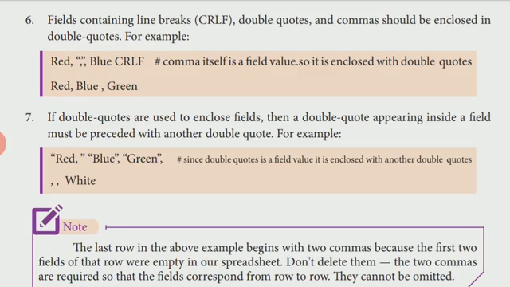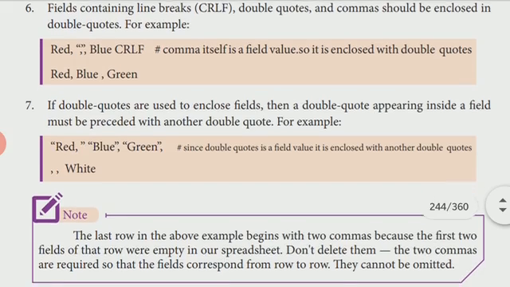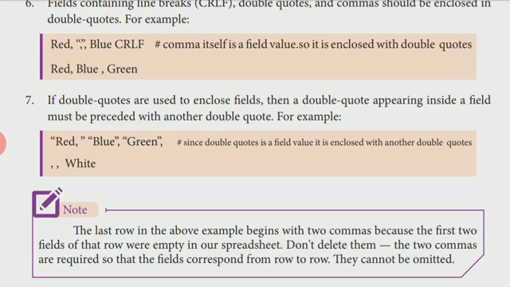Sometimes you can use the double quotes also. See here, before that: red, blue, green. So 3 fields are there. The next one they gave comma, comma, white. So here, what will it consider? The first data is not there, the second one also is not there, and the third data value is white. Like that it will consider.